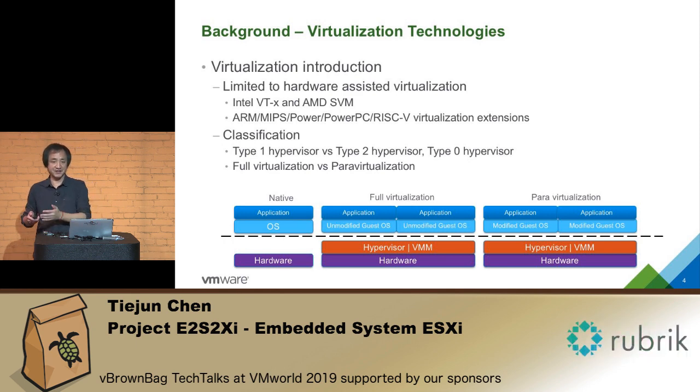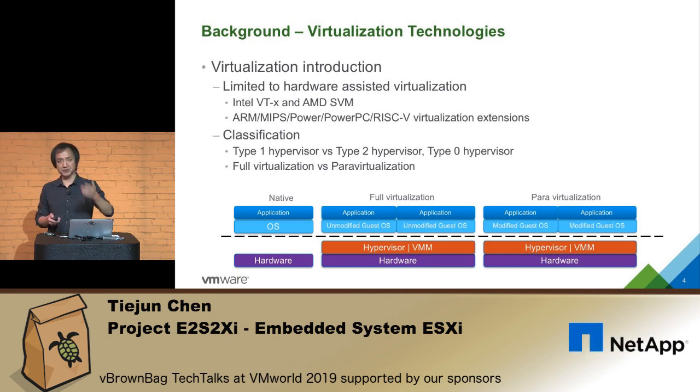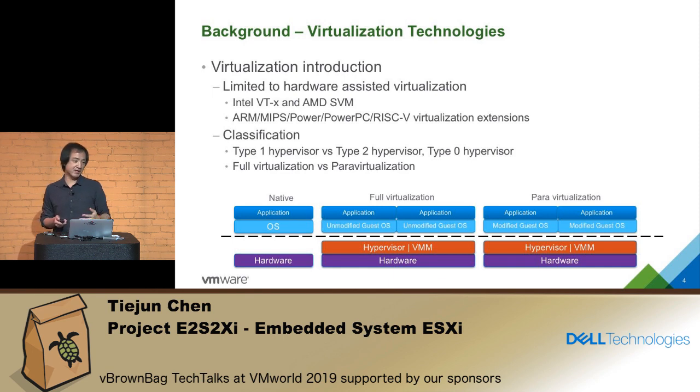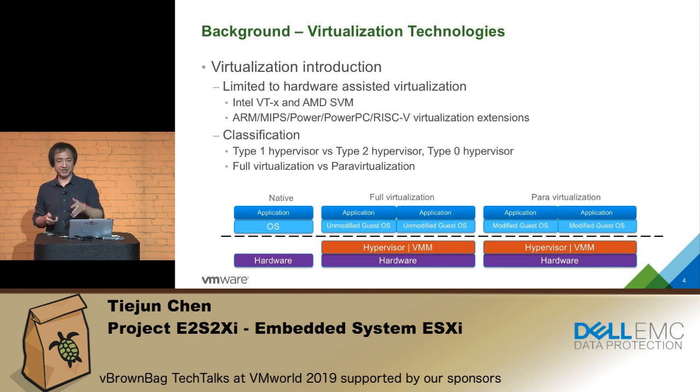It's very lightweight. Another way I classify virtualization technology is full virtualization and paravirtualization. Full virtualization means you can run an unmodified OS on the hypervisor, on the virtual machine monitor. Paravirtualization means you sometimes enable hypervisor awareness in the OS to achieve better performance, especially I/O performance.